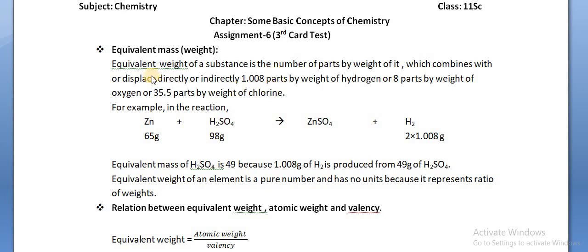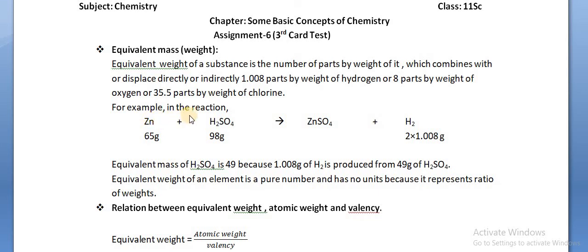Now let us try to understand this. What does it mean? According to the definition, the equivalent weight of a substance is the number of parts by weight of it which combines with or displaces, directly or indirectly, 1.008 parts by weight of hydrogen, this is the atomic mass of hydrogen, or 8 parts by weight of oxygen, or 35.5 parts by weight of chlorine. Now let us try to understand the definition of equivalent weight with an example.